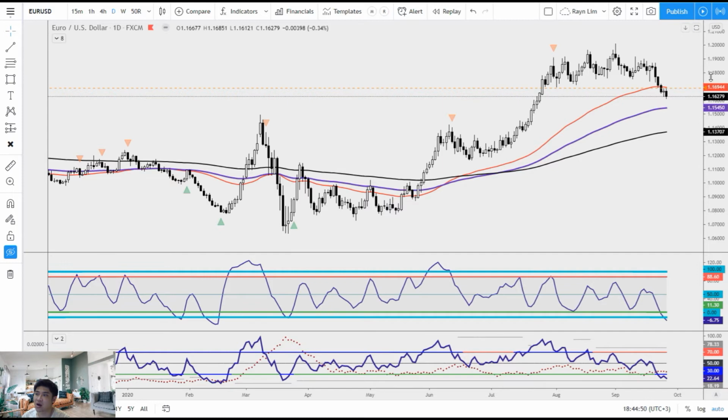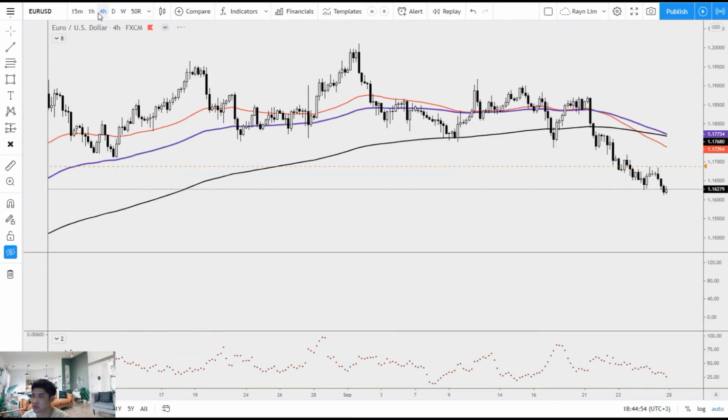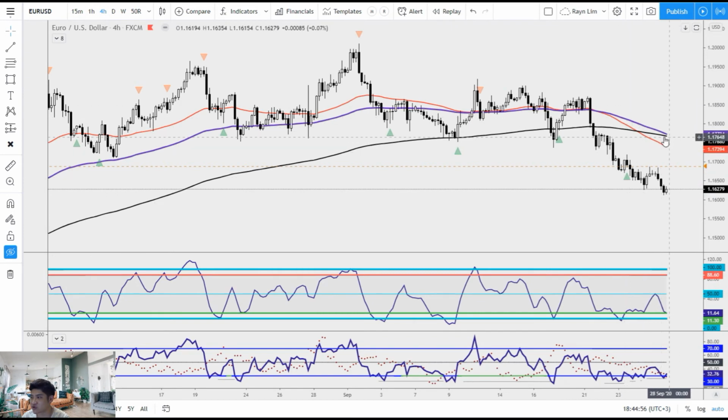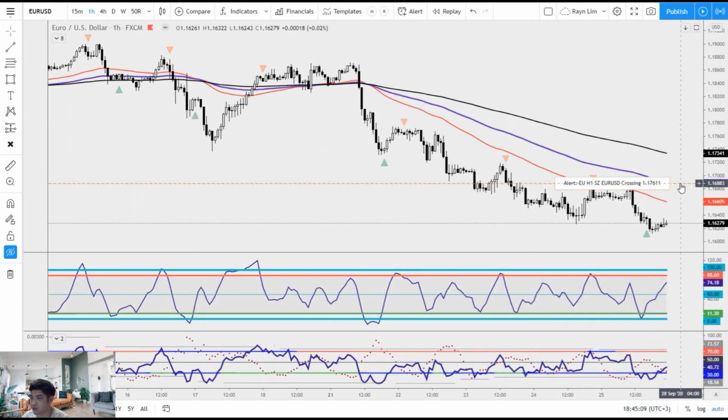All right, so on the daily chart, this is what we get. On the 4-hour chart, what I'm looking for is a retracement back up towards this area, at about the 1.1755 area for a shorting opportunity. And based off the 1-hour chart, it will be much more recent.